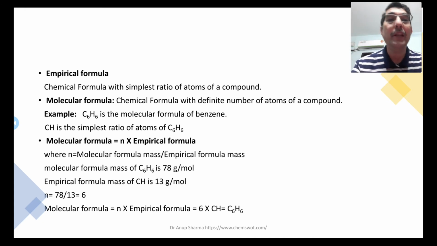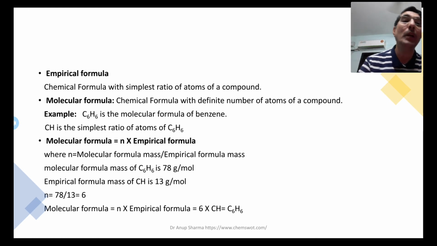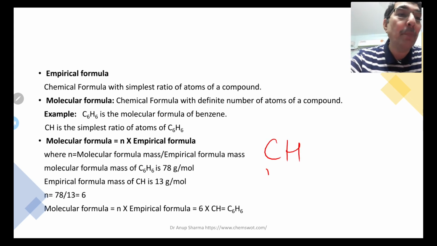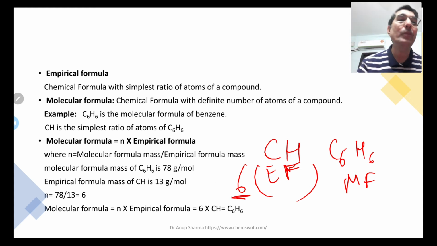If we simplify it, we take this 6 common, so we can write it as CH. CH is the simplest ratio of atoms of C6H6. That means CH is the empirical formula of benzene, whose molecular formula is C6H6. So that is the difference. And what is the difference? The difference is the 6 which we have taken common. This is the factor by which the empirical formula differs from the molecular formula.